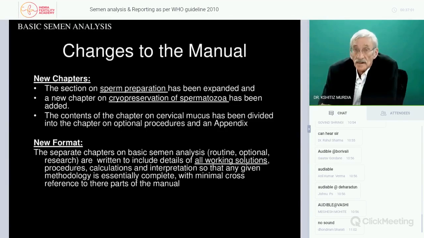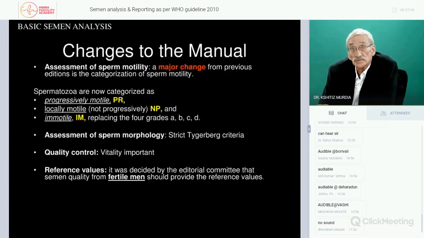We also have a change here in the motility evaluation, which was, according to me, a big benefit for the highly populated infertility clinics. Instead of using the ABCD method of evaluating, we decided to just call it progressive motile, PR, locally motile but non-progressive, NP, and then immotile, or then supposedly dead sperm.